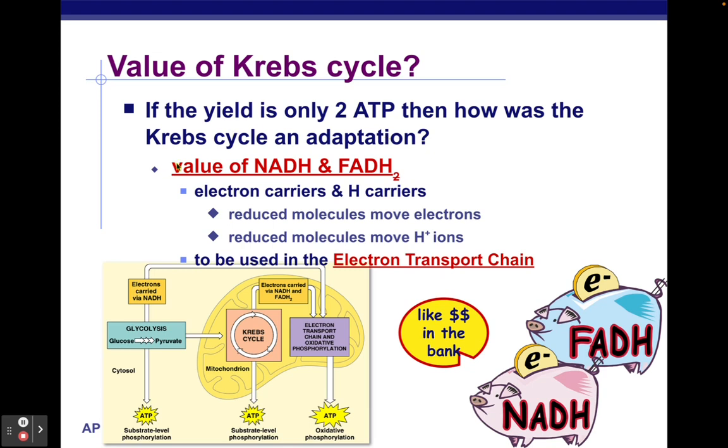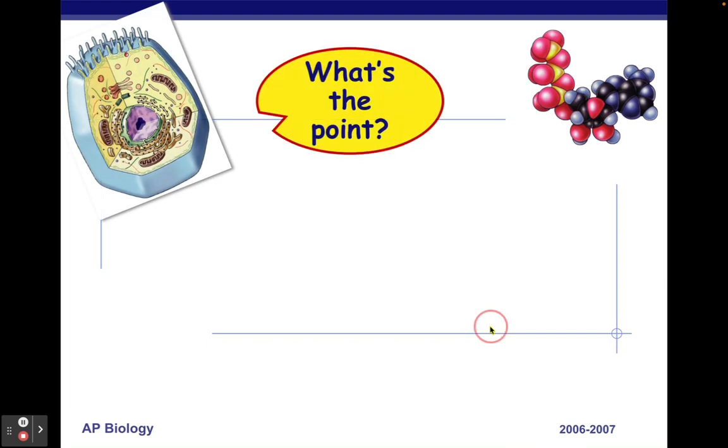So we're talking again about this value of NADH and FADH2. These are electron carriers and hydrogen carriers, okay? These are what move electrons and they move hydrogen ions to be used in the electron transport chain. So far, we've gone through glycolysis, pyruvate oxidation, the Krebs cycle, and now we're really going to get into the electron transport chain and chemiosmosis. So again, FADH and NADH, they're like our money in the bank.